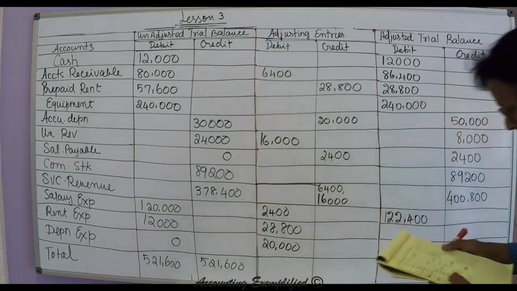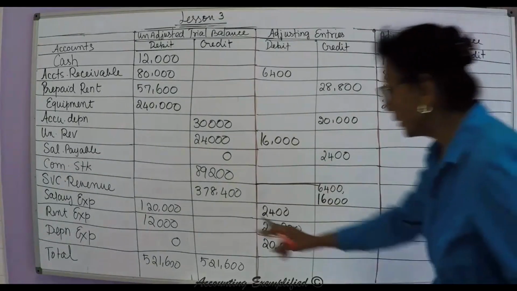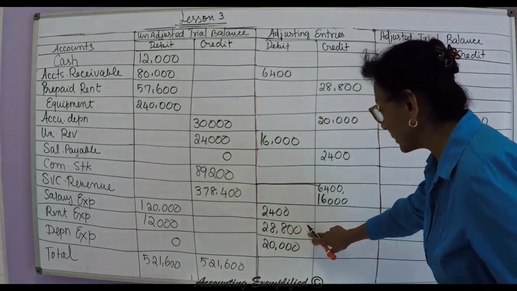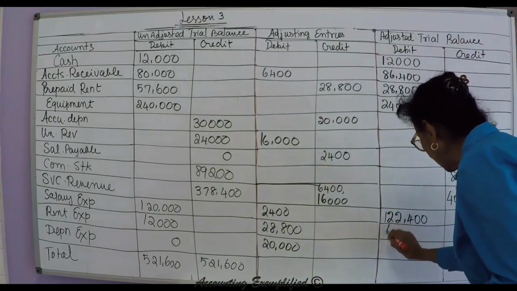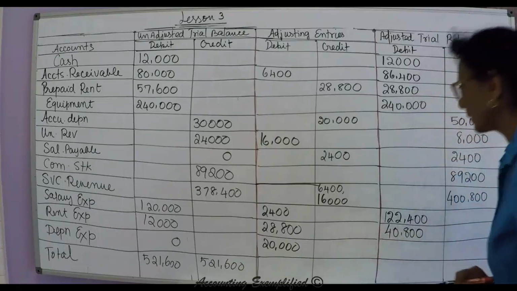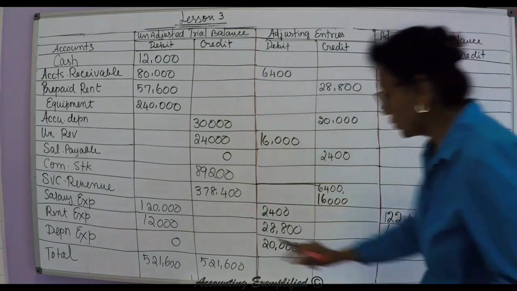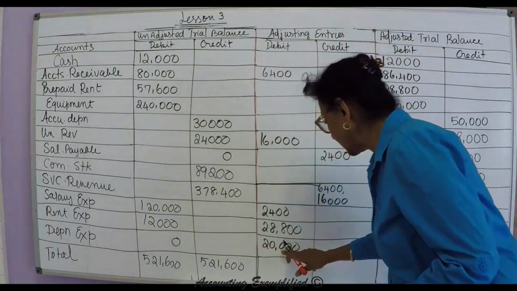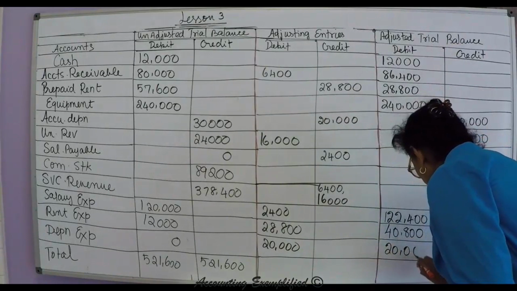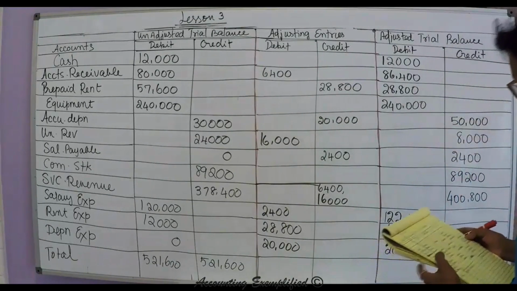122,400. And then rent expense, you started with 12,000, you increased it by 28,800. So the new balance will be 40,800. Depreciation expense started with zero balance, you increased by 20,000. So the new balance for depreciation expense is 20,000.